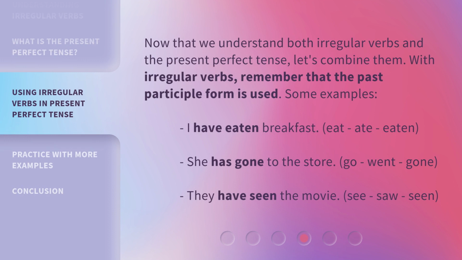Now that we understand both irregular verbs and the present perfect tense, let's combine them. With irregular verbs, remember that the past participle form is used. Some examples: I have eaten breakfast. Eat, ate, eaten. She has gone to the store. Go, went, gone. They have seen the movie. See, saw, seen.